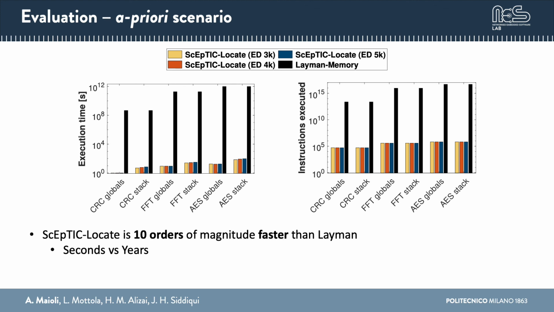We call SHEPTIC locate our analysis to locate where an intermittent anomaly happens, and SHEPTIC evaluate our analysis that evaluates the effect of intermittent anomalies. In the a priori scenario, we need to calculate layman performance by hand, as layman requires years to complete the analysis in such a setting. SHEPTIC locate is 10 orders of magnitude faster than layman, and SHEPTIC takes seconds, whereas layman would take years. As we can see from the instructions executed, this happens because SHEPTIC locate executes the program sequentially, whereas layman needs to simulate all the combinations of all the possible intermittent executions.